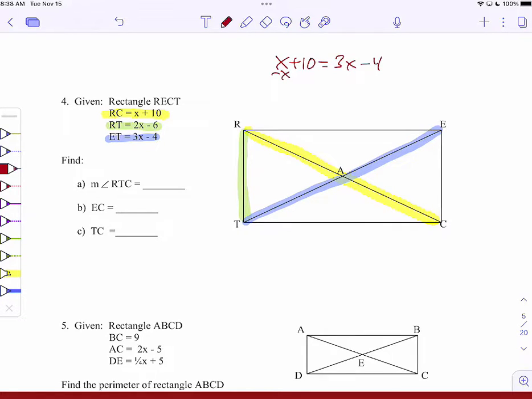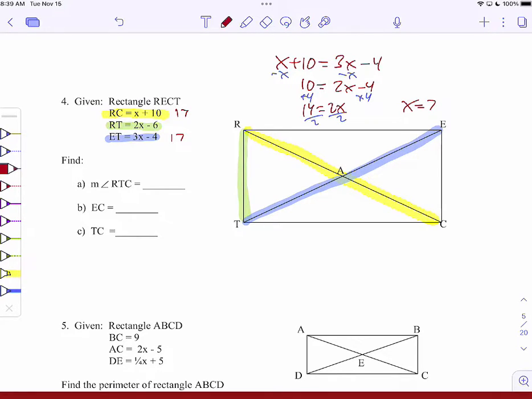Okay, so we're going to subtract x from both sides. We're going to get the x on one side. And this is pretty straightforward solving. I'm just trying to get x alone here. I'm going to add 4 to both sides. I'm going to end up with 7 here. Get x equals 7. No matter what you get, you would plug it in to check it. These should come out equal. I get RC equals 17. And I get ET equals 17.